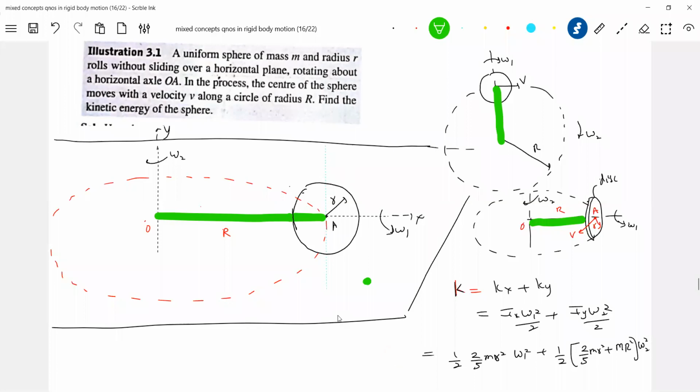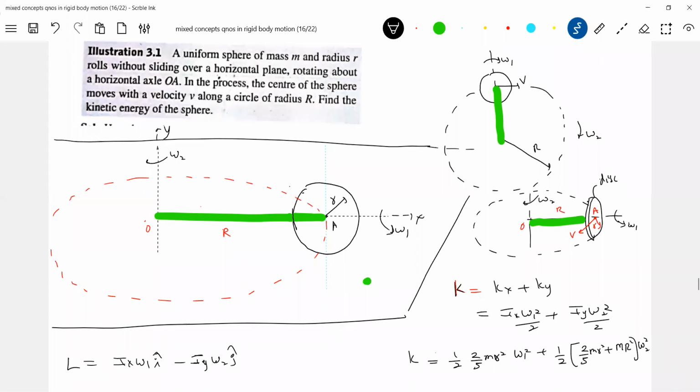So like this, what happens if a rigid body is moving in a plane, just make an observation. And what is the angular momentum? Okay, let's get into that also. What is the angular momentum? Ix omega 1 i cap minus Iy omega 2 j cap. And Ix, Iy, we know. Substitute that, we will get the required answer.